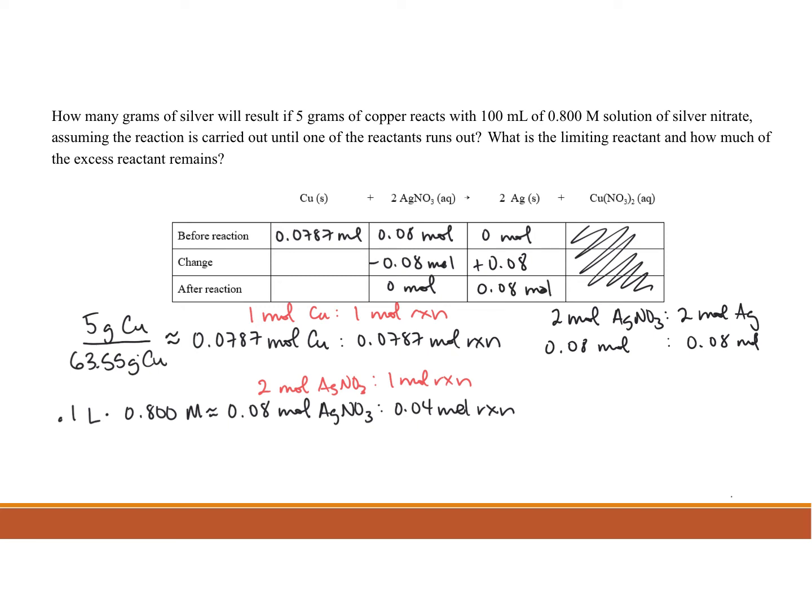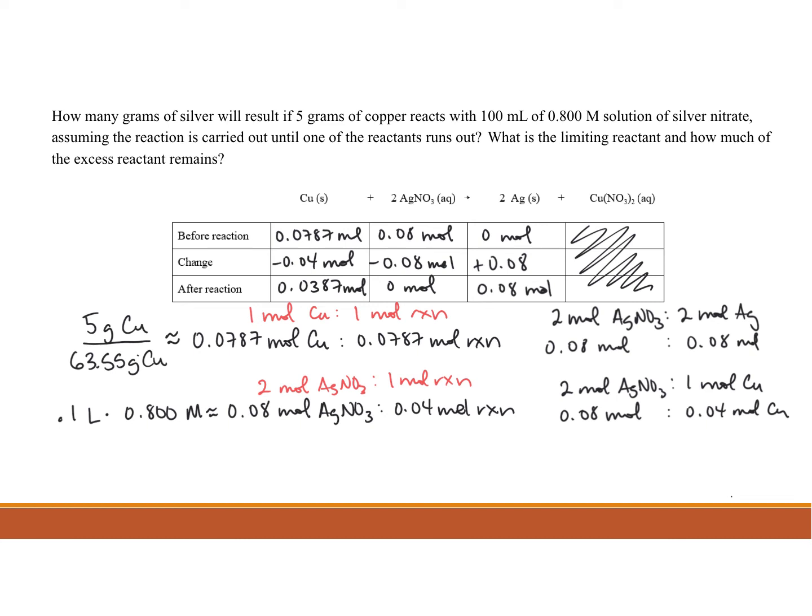Now, again, we can say for every 2 moles of AgNO3, 1 mole of Cu must react. So for 0.08 moles, the 2-to-1 ratio means you cut this in half. That'd be 0.04 moles of Cu. So this is minus 0.04 mole, giving you 0.0387 moles of Cu left over.